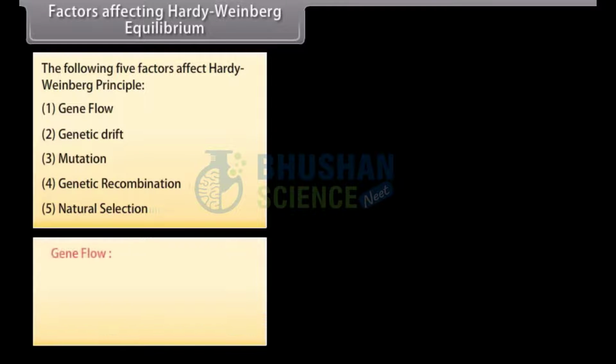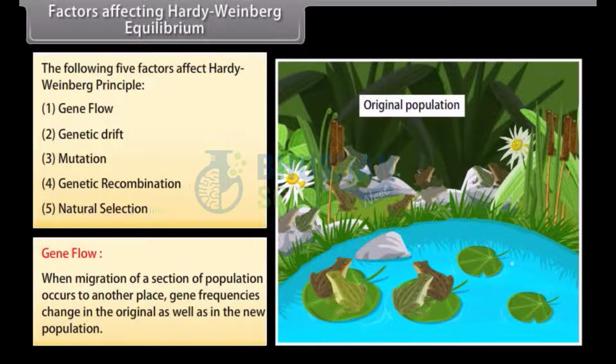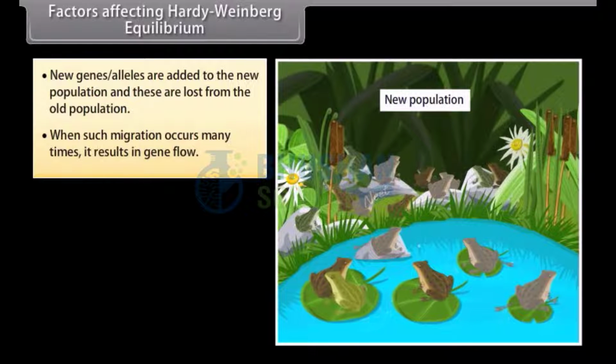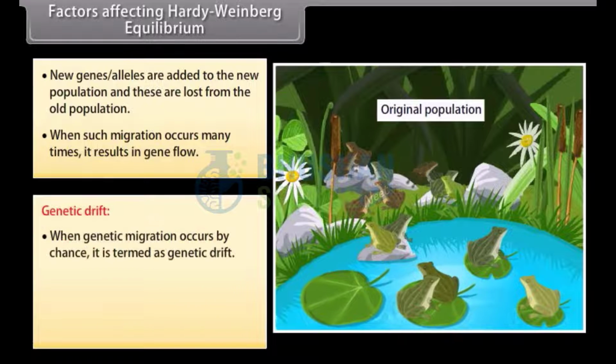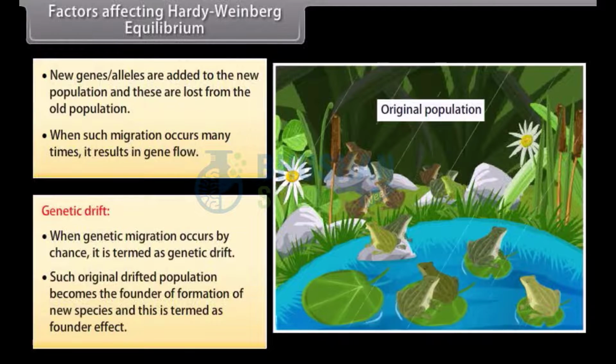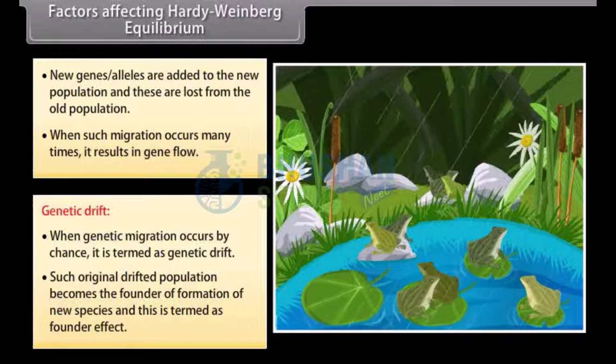Gene flow. When migration of a section of population occurs to another place, gene frequencies change in the original as well as in the new population. New genes, alleles, are added to the new population and these are lost from the old population. When such migration occurs many times, it results in gene flow. Genetic drift. When genetic migration occurs by chance, it is termed genetic drift. Such an original drifted population becomes the founder of formation of a new species, and this is termed the founder effect.